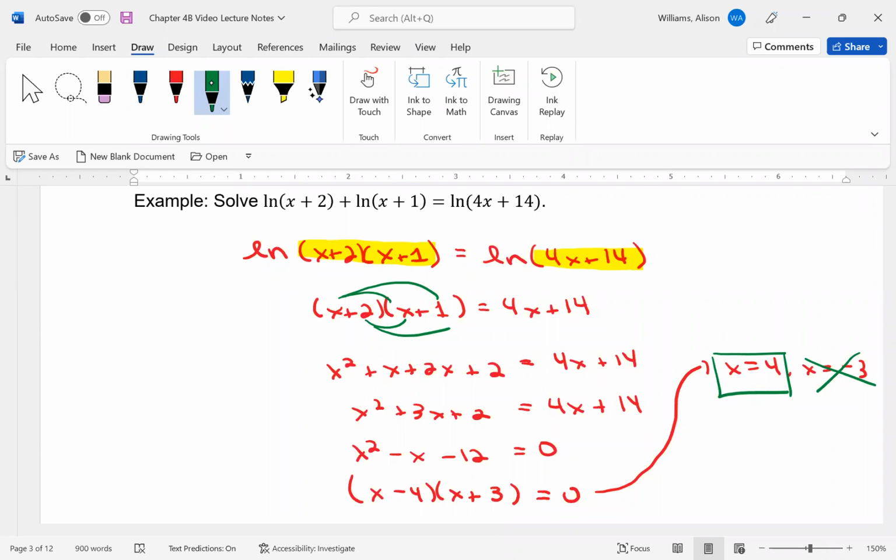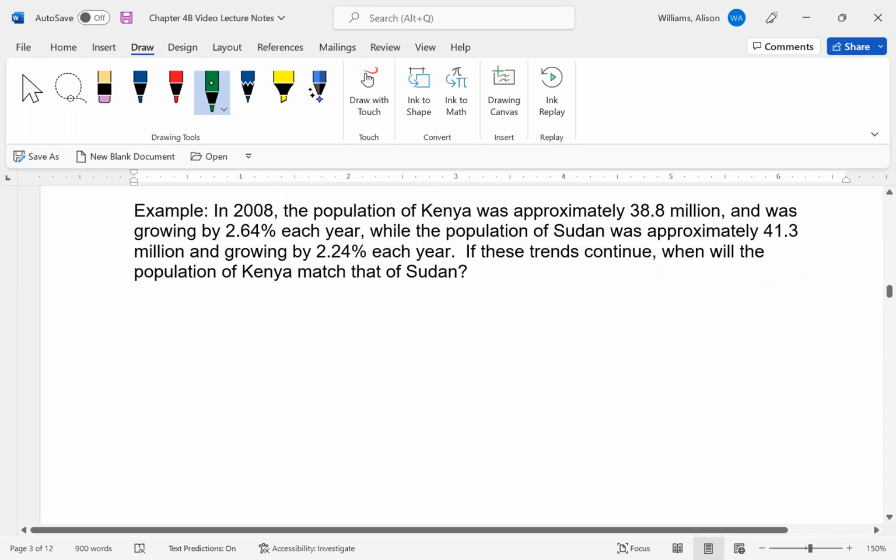All right. Let's look at this one. In 2008, the population of Kenya was approximately 38.8 million and was growing by 2.64% each year, while Sudan was 41.3 million and growing by 2.24% each year. If they continue, when will the population of Kenya match that of Sudan?